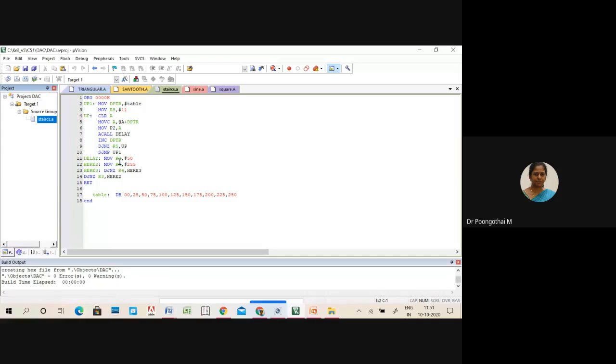Okay, and this is your delay routine. Here you have to store your lookup table values. After that, terminate your program by using END. Otherwise, your program will not be terminated. You have to use END here.